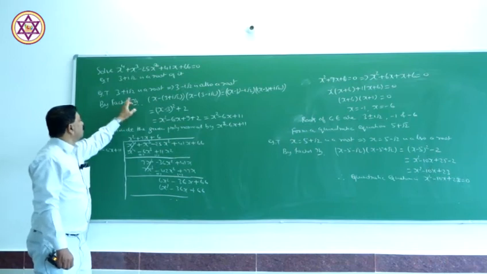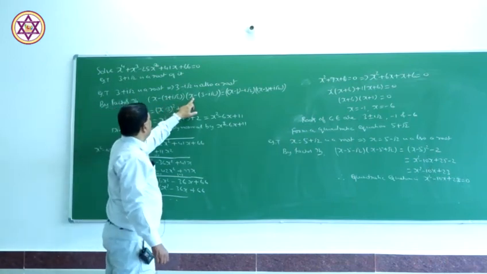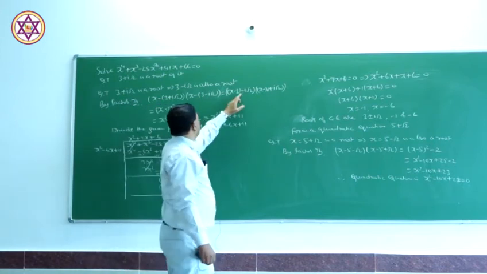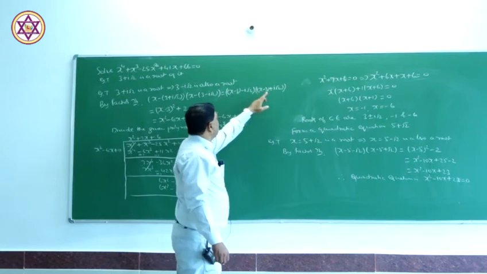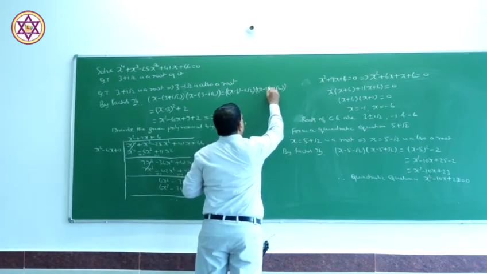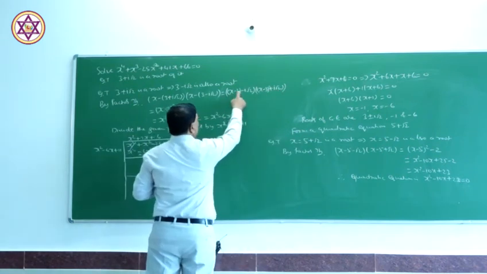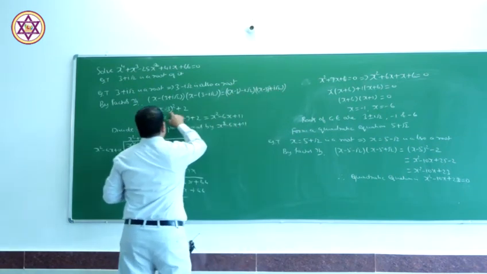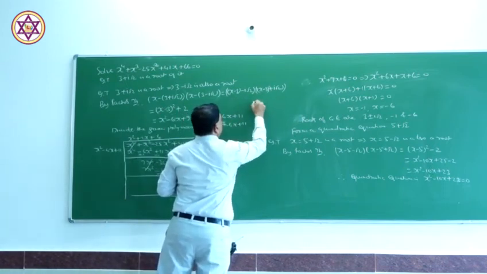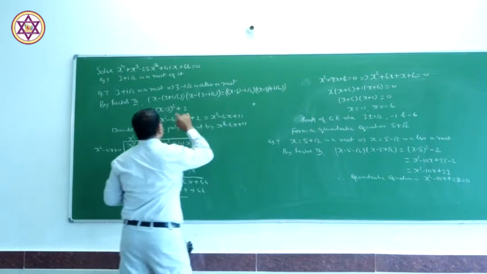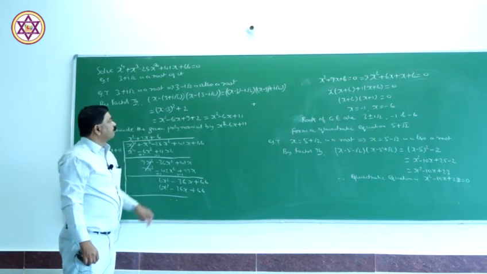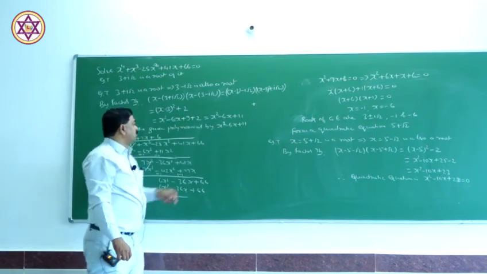By the factor theorem, we have x minus (3 plus i root 2) and x minus (3 minus i root 2). This one is of the form a minus b into a plus b: x minus 3 whole squared minus i root 2 whole squared. i squared means minus 1, and root 2 whole squared means 2. So, x squared minus 6x plus 9 plus 2, so x squared minus 6x plus 11.